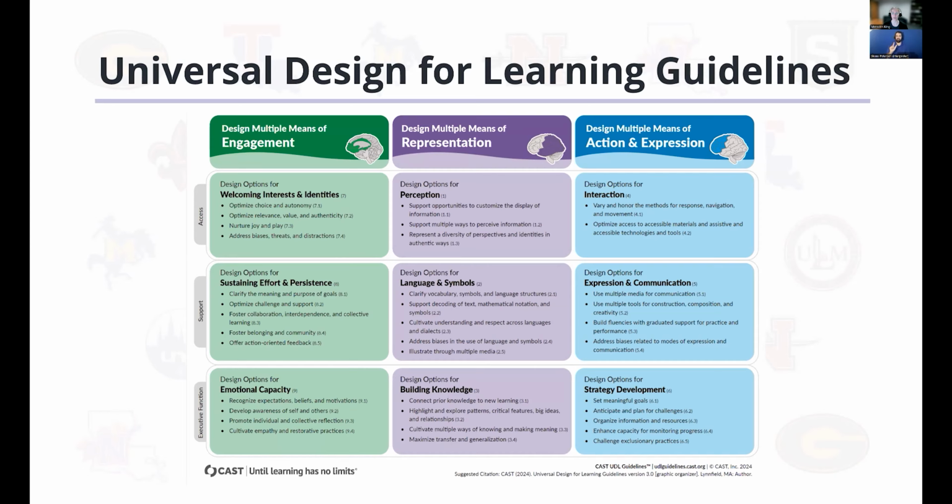And again, you'll be able to go to those at udlguidelines.cast.org. And you'll see there are three columns here. The green column all the way to the left says that you should design multiple means of engagement. The middle column that is purple says design multiple means of representation. And the column on the right that is blue says design multiple means of action expression. And then the rows there are access, support, and executive function.